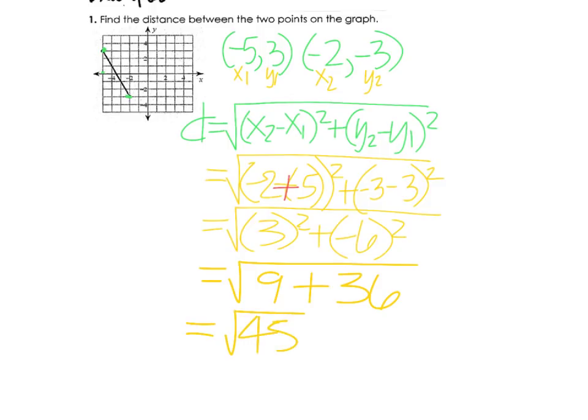All right, now the square root of 45, we want to plug that into our calculators. When we plug that into our calculator, we get that the square root of 45 is approximately 6.7, and that would be our final answer. By the way, this little squiggly equal sign means approximately, all right, in case you didn't know that.